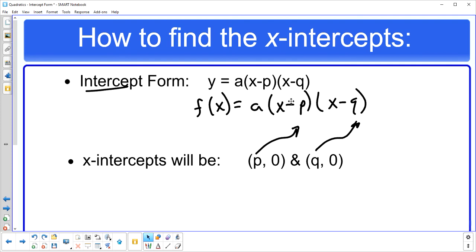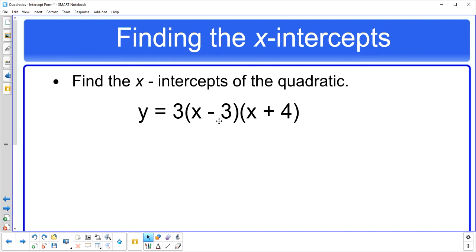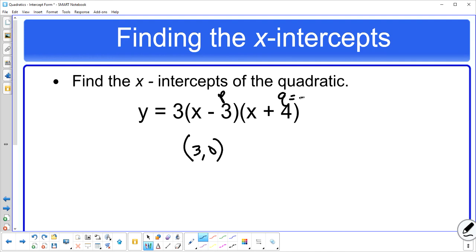Okay, a big thing to notice here is that this is a minus sign, this is a positive. So if we have an example like this, where it's x minus 3, our x-intercept is actually 3, 0, that's our p value. And our q here has got to be the opposite of this. So if this is plus 4, that's actually negative 4. So our second x-intercept here is negative 4, 0.